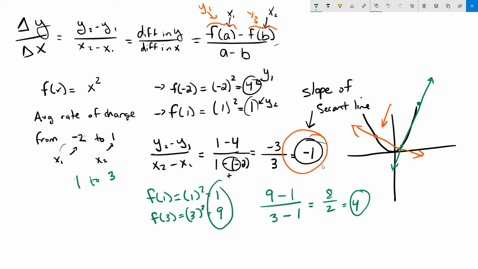So you can see this actually makes sense with our lines, right? Since this line is a downward slope, it makes sense that it's a negative 1. Since this is an upward slope and it's a very steep upward slope, it makes sense that it's a positive 4. So that's pretty much all there is to it, okay?